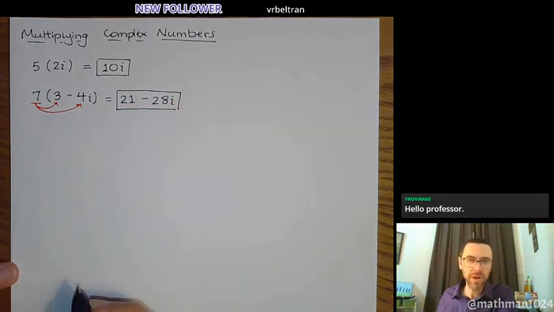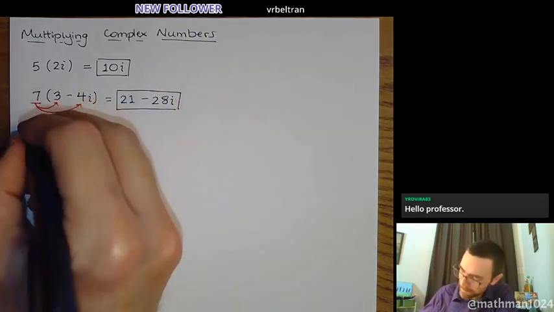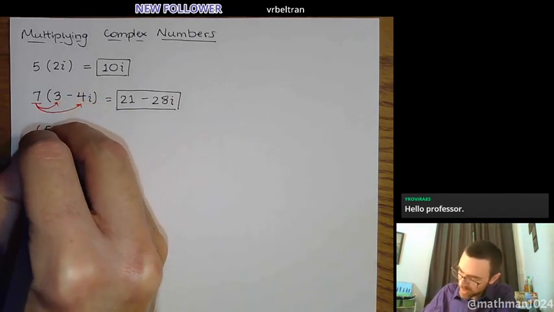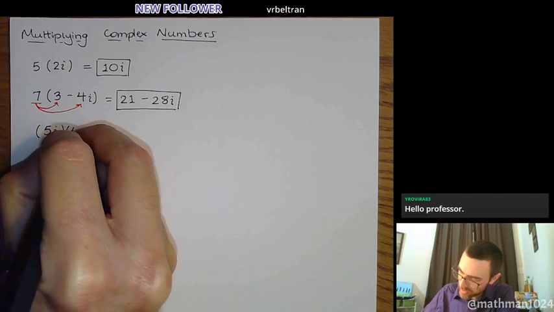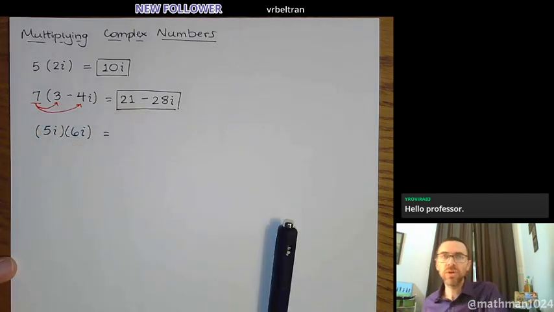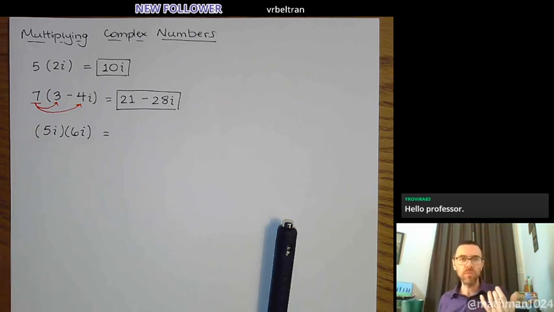How can things possibly get bad, right? Well, that's when we take something like this. If I take 5i times 6i. So we're multiplying 5i times 6i. Think about this as though they were x's. What would you have? What would you see?